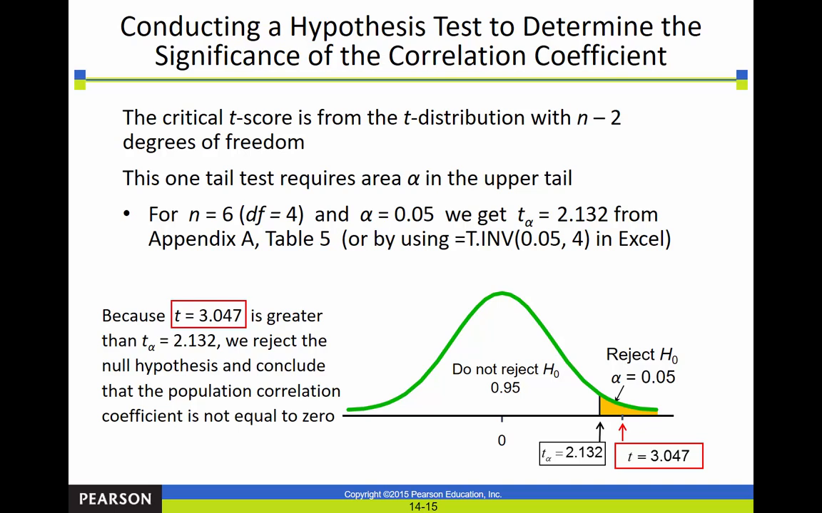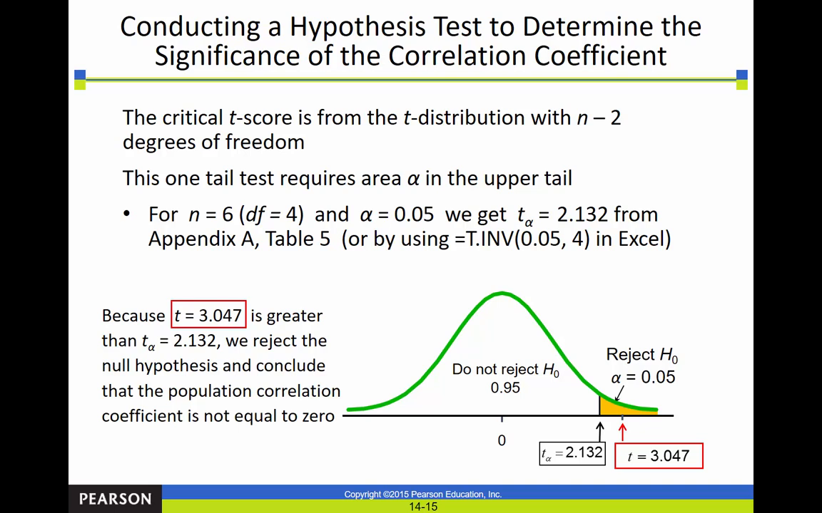When we're doing this, because we have multiple variables, everything in the past we've just had an x variable. Now we have an x and a y variable, so our degrees of freedom are n minus 2 rather than n minus 1 like they were in the past. And then we just use T.INV, and we can find our critical t-score.